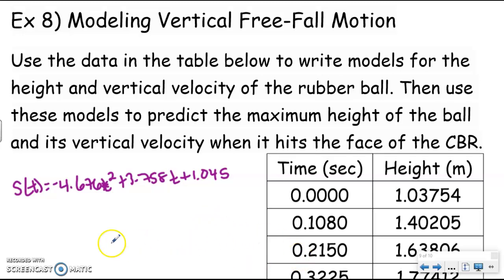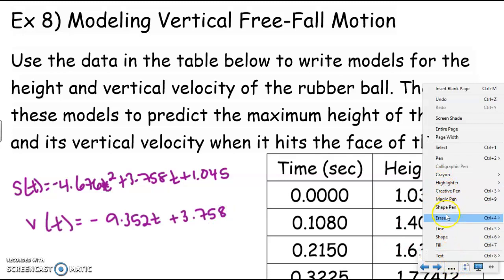So we're going to go ahead and use that. So for v of t, we are going to use negative g, and so when we took this leading coefficient and doubled it, we get negative 9.352 times t. And then we use the initial velocity. Well, the initial velocity is the same as our initial velocity here. So plus 3.758 would be that model there.